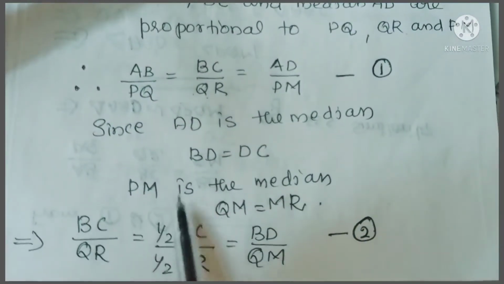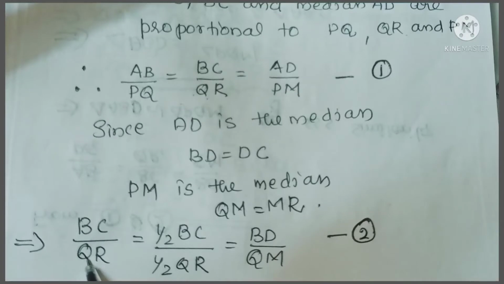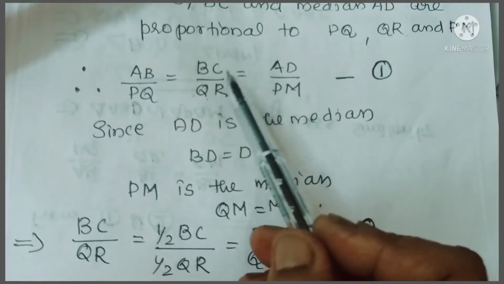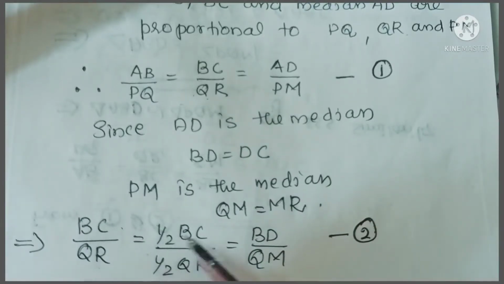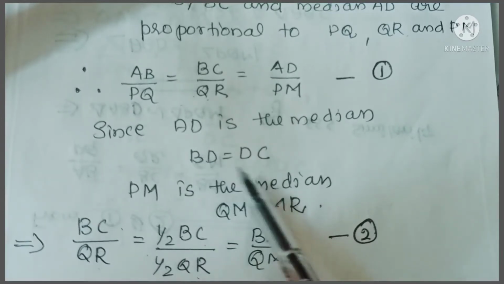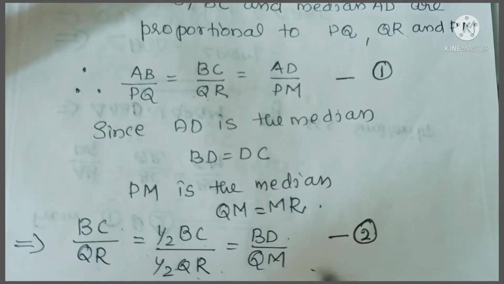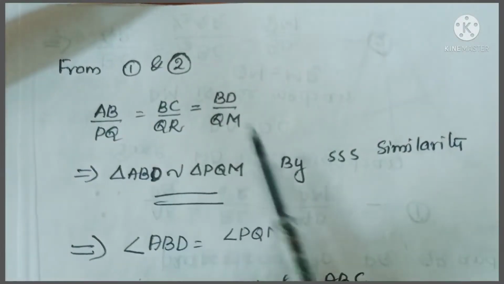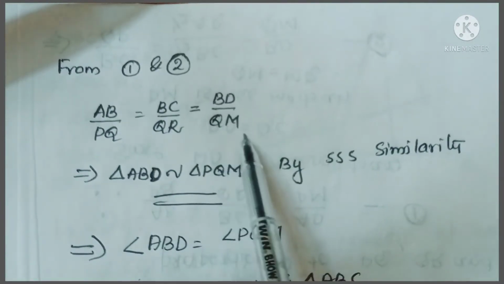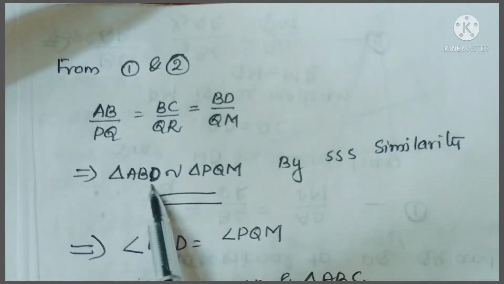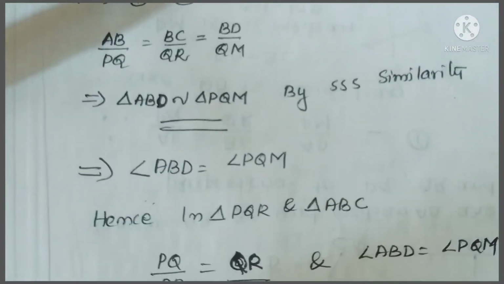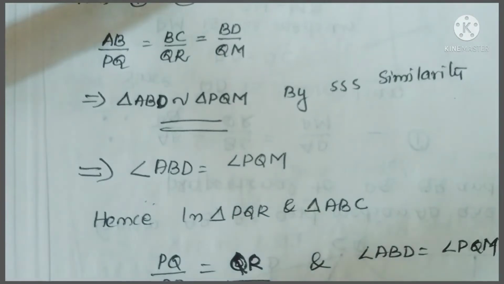So here we can write BC by QR, which is equal to AD by PM. So we want to take half of BC. So BC by QR equal to half of BC by half of QR. Then what is half of BC? Half of BC is BD and half of QR is QM. Then the ratio of their sides becomes AB by PQ equal to BC by QR, which is equal to BD by QM. Therefore, triangle ABD is similar to triangle PQM by SSS similarity. That means angle ABD equal to angle PQM.